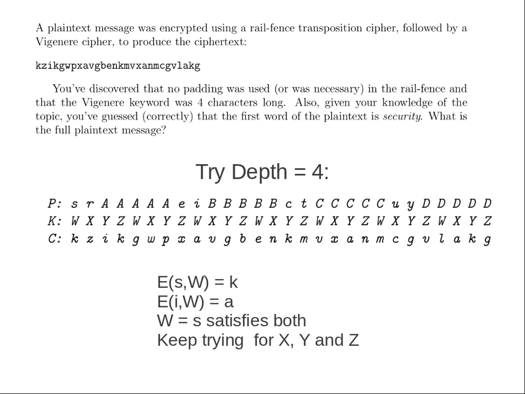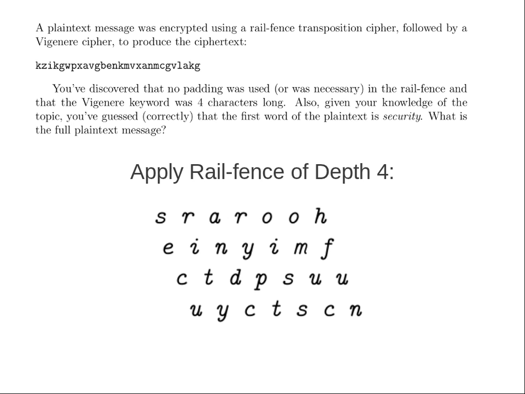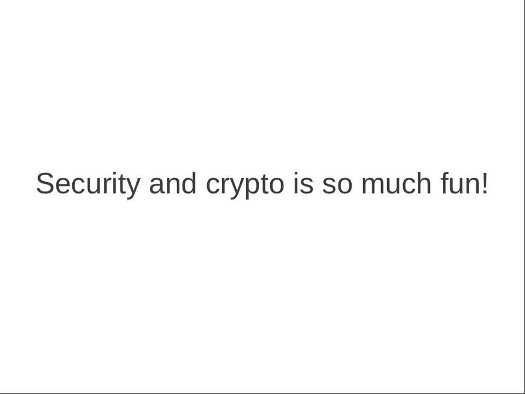So you've found the depth is 4, you've found the keyword is SIT, and now you've found the answer. Because you just apply the Vigenère on the ciphertext with the key repeated, and you get the plain text, SRAROOH, and then apply the depth 4. Write that in 4 rows, and then read off column by column. And if you got that, you would have been happy.